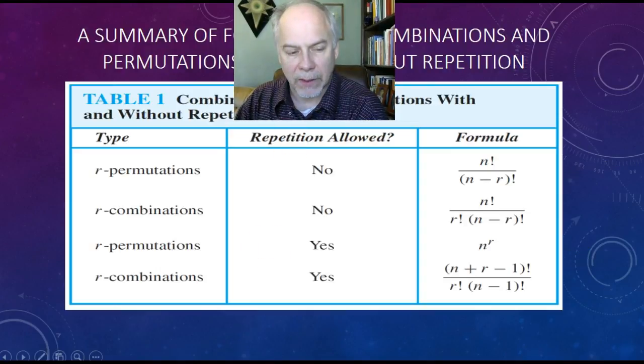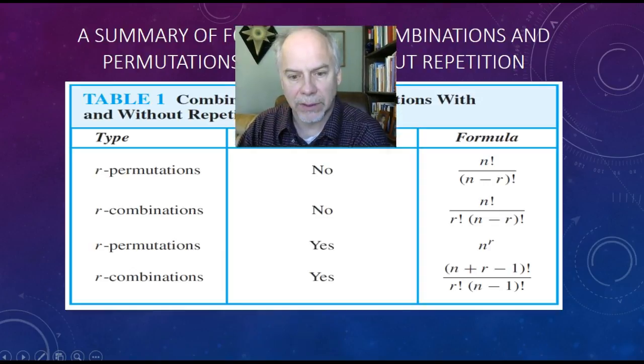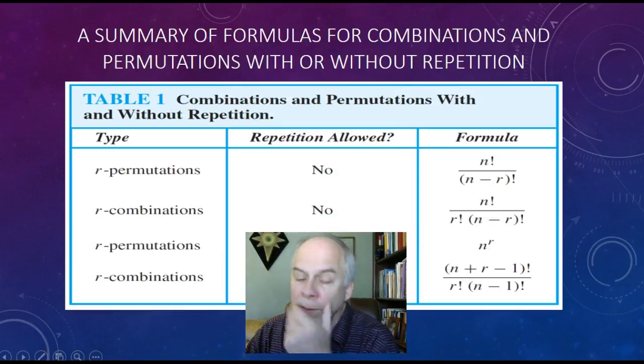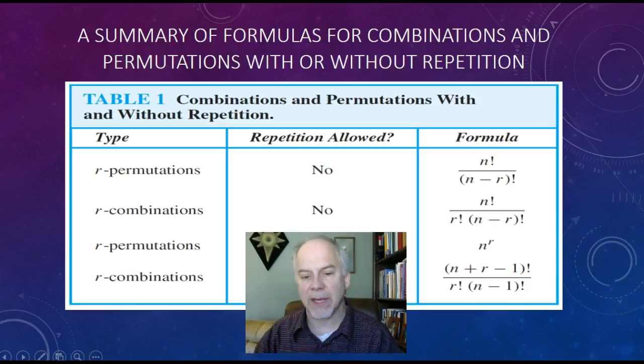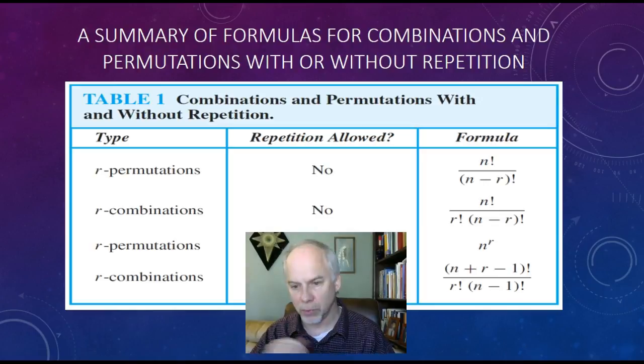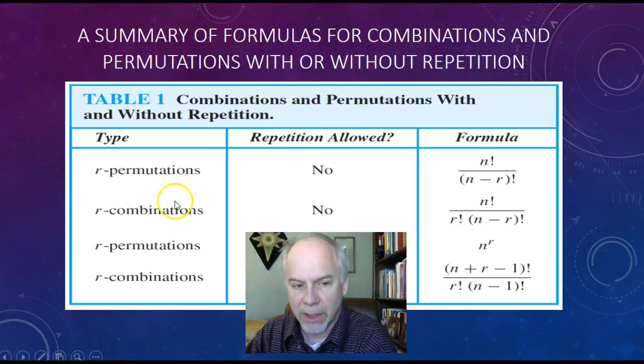Now, try to find a place for myself here. These formulas for permutations or combinations, sometimes they don't allow repetition. You can only choose one of each of the items from the set. Sometimes they allow repetition. When they don't allow repetition, then these are your formulas here: n factorial over n minus r factorial.